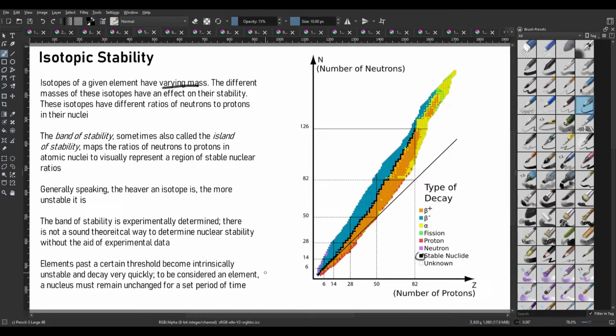And elements past a certain threshold become intrinsically unstable and decay very quickly. To be considered an element, a nucleus must remain unchanged for a set period of time. And this is why we don't have a bajillion elements, right?